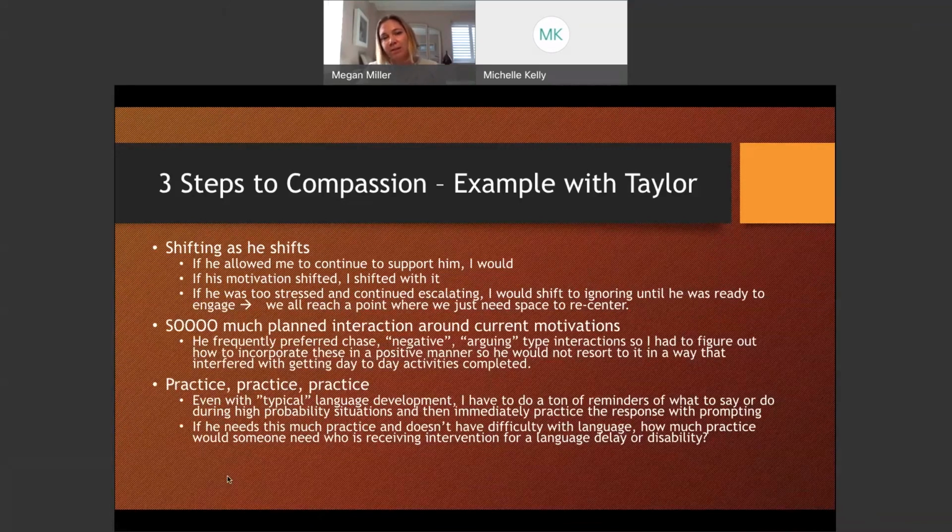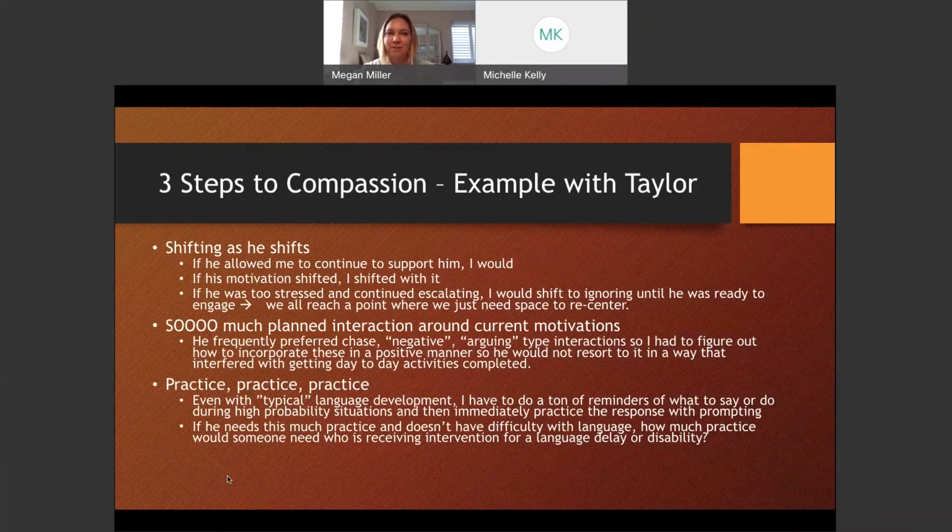If he was too stressed and continued escalating, I would shift to ignoring until he was ready to engage. We all reach a point where we just need to recenter, pause everything, and just have some space and recenter. I had to do a lot of planned interaction around his current motivations.